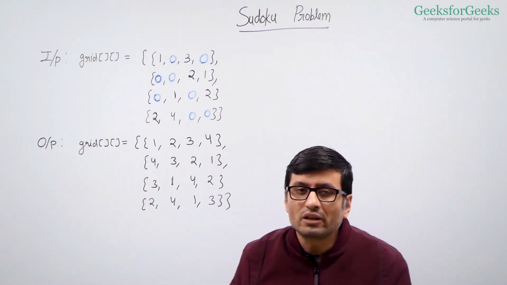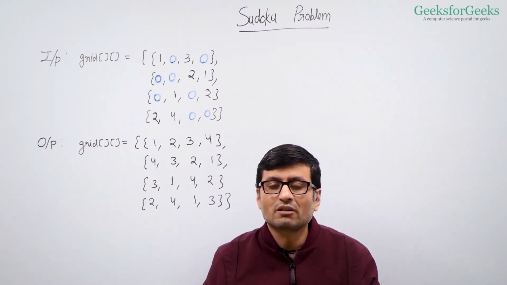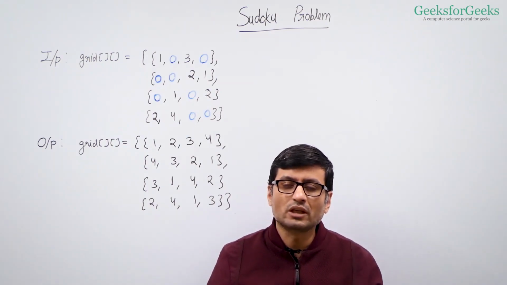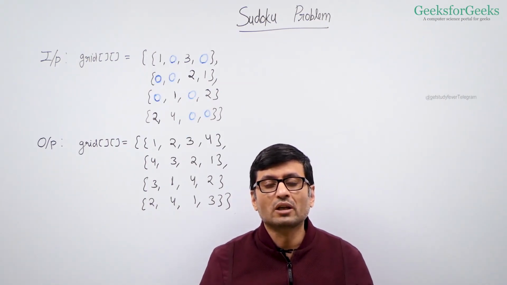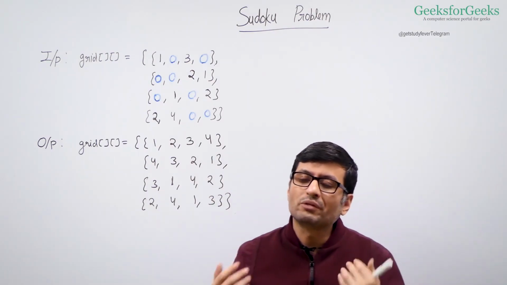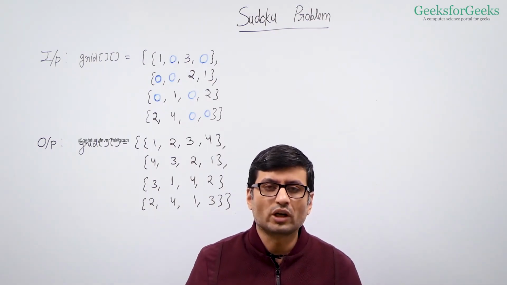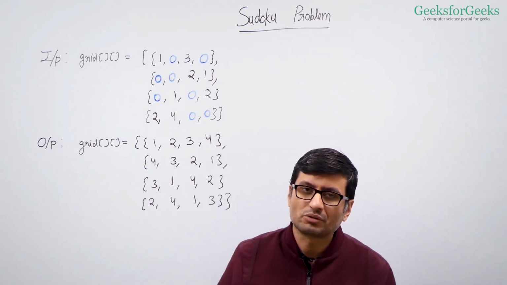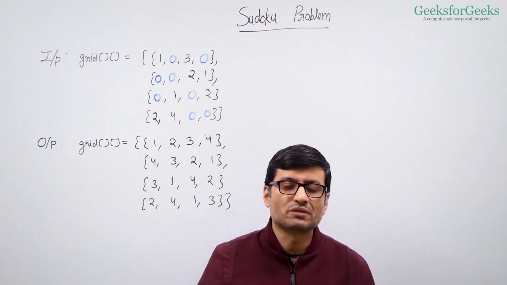So we need to fill the remaining places following the rules which I just talked about, the 3 rules: every row, every column and every subgrid. Now one thing about this Sudoku problem is the size of the given grid is always a square. It's either 4 cross 4 or 9 cross 9 or 25 cross 25 and it's partially filled.